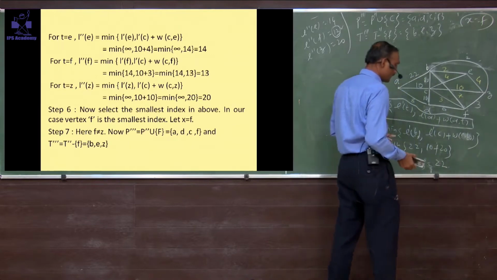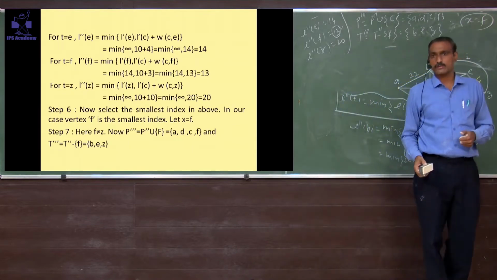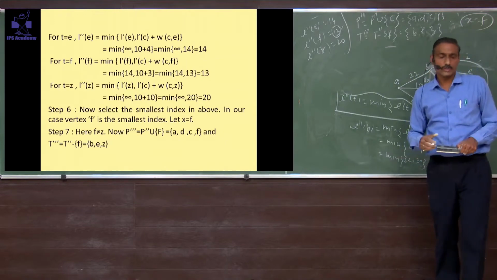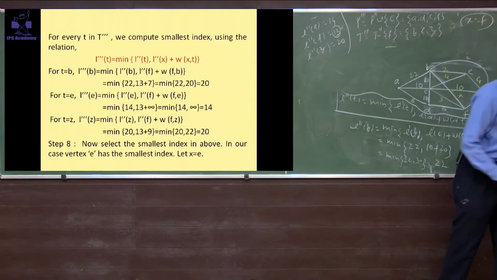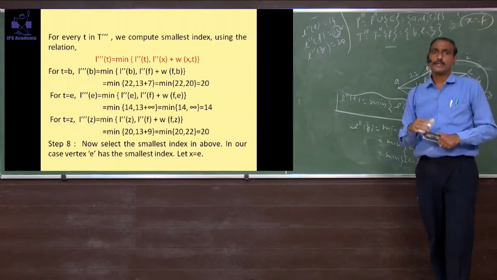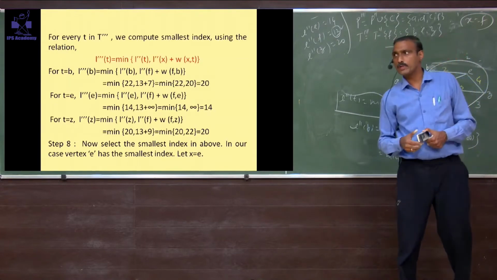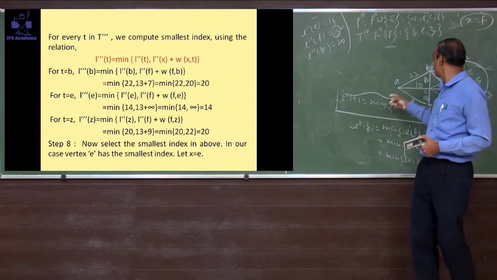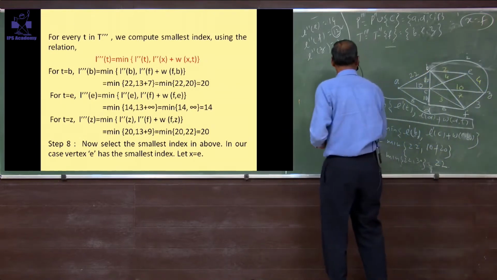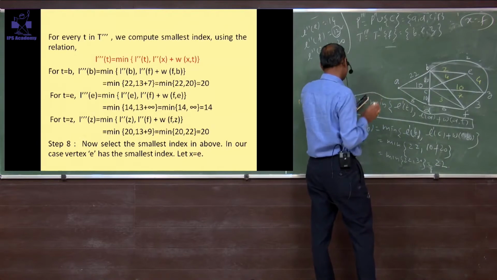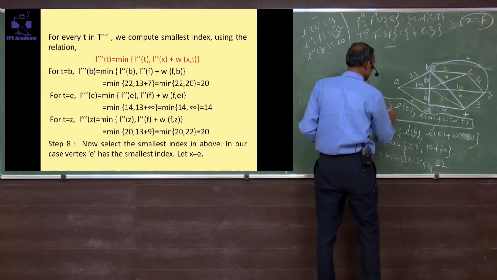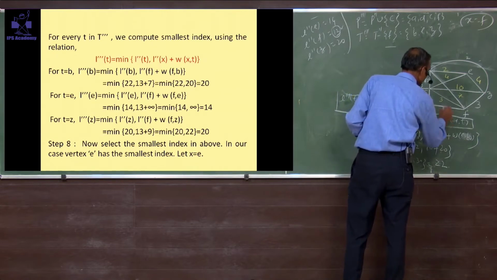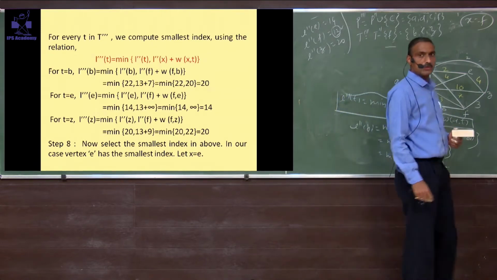Now we have to find the smallest index among B, E, and Z. Same computation here. Now T belongs to T double dash. We compute the smallest index using the relation. The relation is this one. Here there will be some modification. In place of L double dash T, it will be L triple dash T equals minimum of L double dash T, comma, L double dash D plus W D comma T.